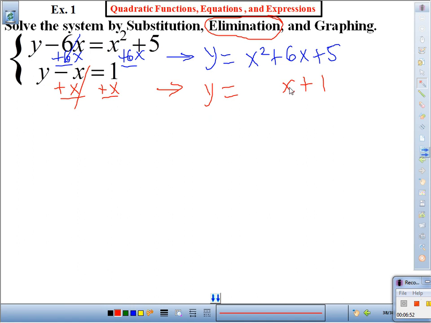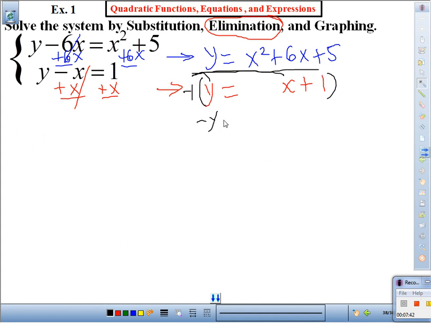Look at it. Can I eliminate the x? No, because there's a bunch of x's all over the place. Which is the only one that's pretty much close to being eliminated? The y. Now check this out. In order for me to eliminate the y, this second one has to be a what? A negative. That means I'm going to multiply the entire equation times negative 1.